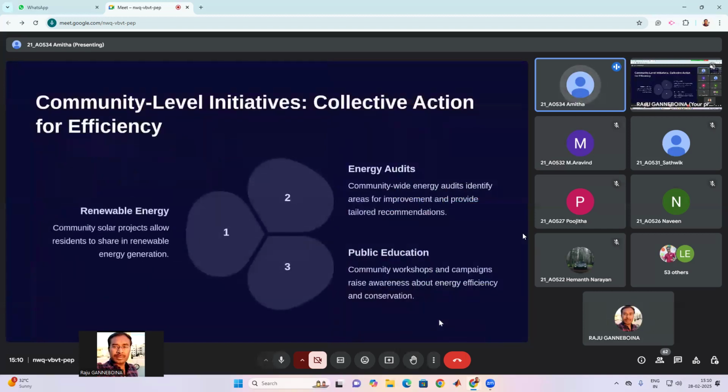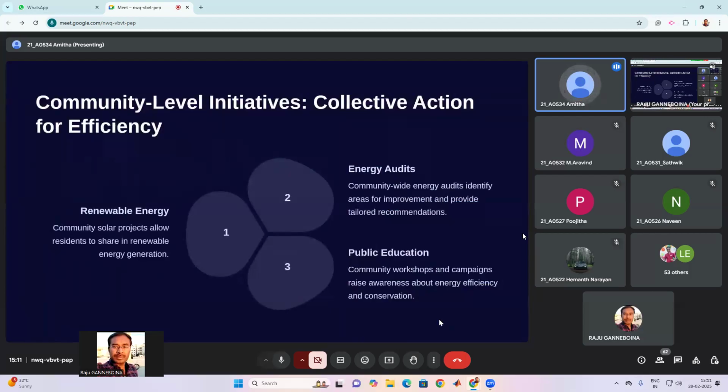Now let's see some community level initiatives to conserve the energy. Energy conservation is even more effective when communities work together. It can be through different actions like using the renewable energy. Community solar projects enable the residents to invest in and benefit from the solar power without needing rooftop installations. This makes renewable energy more accessible, reducing the dependence on fossil fuels.